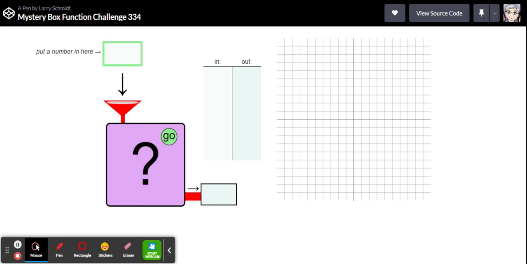In the purple mystery box there is some math and your challenge is to figure out what it is. You can use the link in the description if you'd like to try this out on your own, and when you've got an idea, come on back and see if we get the same thing.